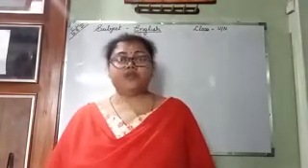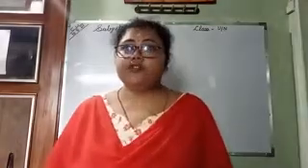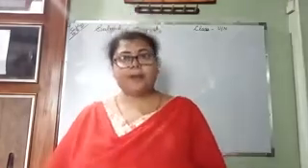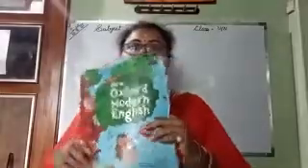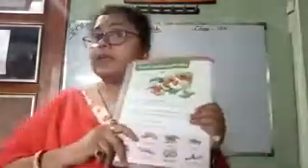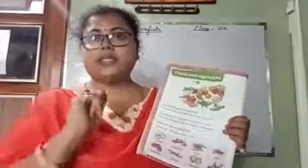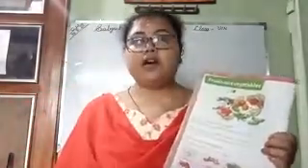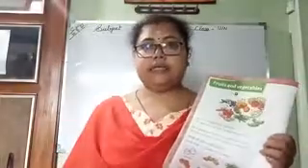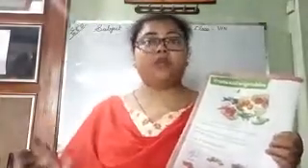In English, what are we reading? We are reading fruits and vegetables. In your Oxford book, page number 42, we are going to read it again. See the picture, and the heading is given: fruits and vegetables. What is the spelling of fruit? F-R-U-I-T. And there are many fruits.